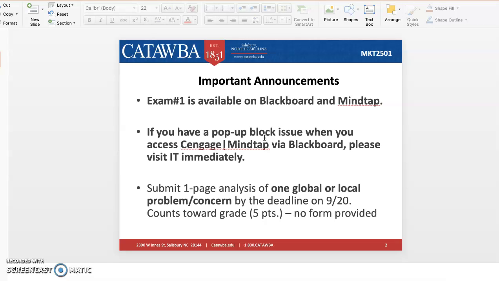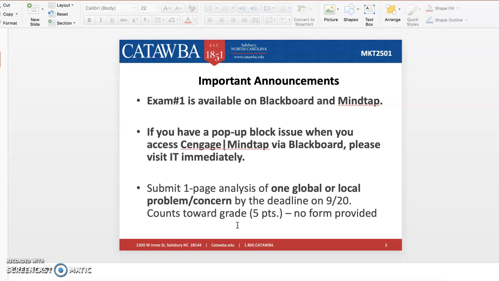But I just want to remind you, if you have a pop-up blocker when you try to access Cengage MyTab on your Blackboard, you are required to visit the IT department. I won't be able to help you because each type of pop-up blocker is unique to each type of computer that you're using. It also depends on what type of browser you are using. When you are taking the exam, please try to avoid using Internet Explorer. Try different browsers such as Firefox or Chrome. If you're a Mac user, you can use the browser that you regularly use.